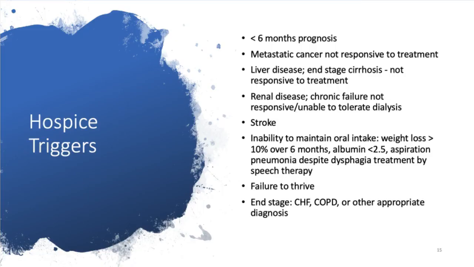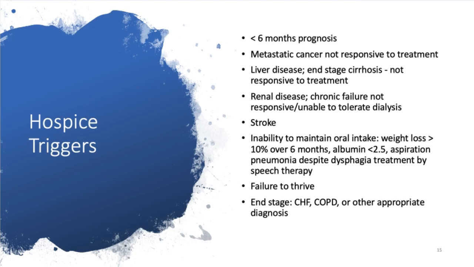Now, this last slide here I included because I wanted you to see the difference between the palliative care triggers and the hospice triggers. And again, I will have another PowerPoint that goes a little bit deeper into the difference between hospice and palliative care, but the triggers for hospice is less than 6 months prognosis. So metastatic cancer that's not responding to any form of treatment, liver disease that's end-stage cirrhosis, and I will tell you a lot of those patients, they will look like they are on death's doorstep and you know that they're ready to be on hospice.